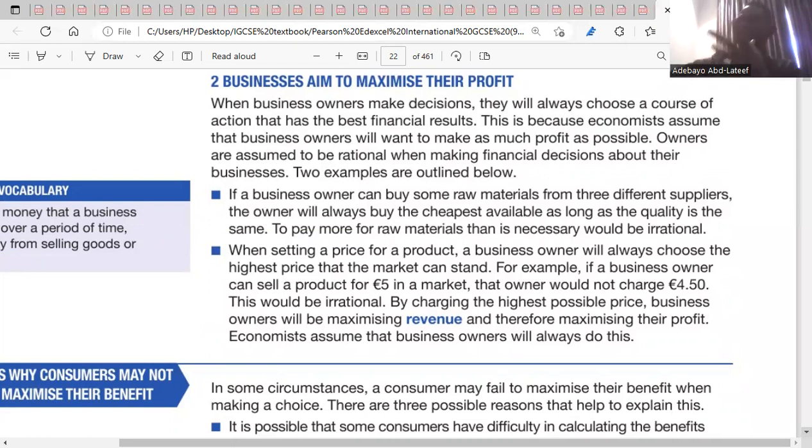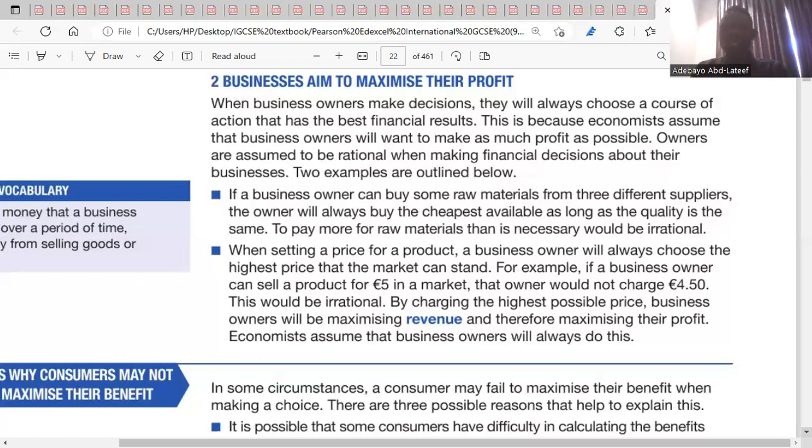So for producers or businesses to think rationally, they have to think about the cost of raw materials. So buying a raw material that is cheaper, with the same quality, means that you are a rational business owner. But buying raw materials that are expensive, where there are others that are cheaper, that makes you an irrational producer. Is it clear? So when setting a price for a product, a business owner will always choose the highest price that the market can stand.